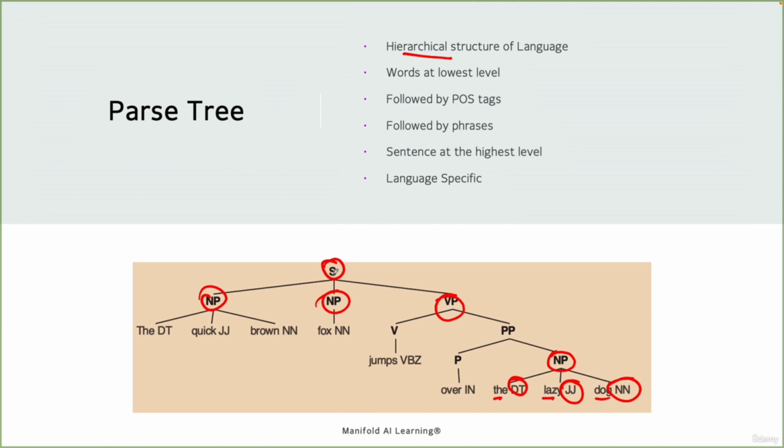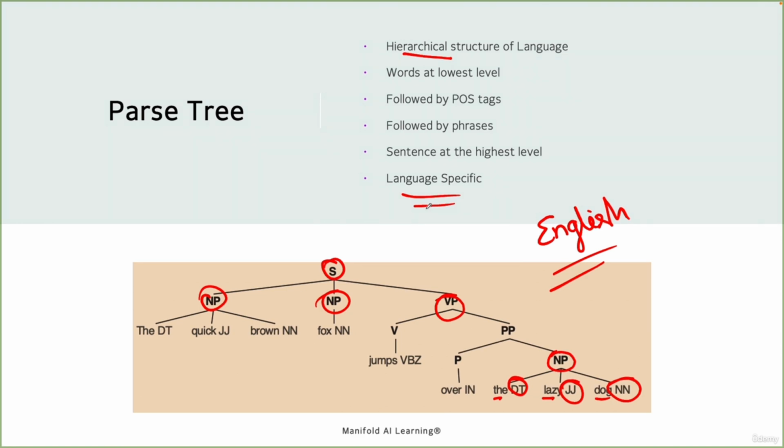Now, this parse tree representation is language specific, which means the example parse tree representation that you're seeing on the screen is for the English language. If I'm dealing with the French language, then I will have a different representation of a parse tree. The reason is that in French I'll have different phonetics, different morphemes and lexemes. So I'll have a different set of rules, which is specific to that language. Hence, we say this parse tree representation is a language specific one.